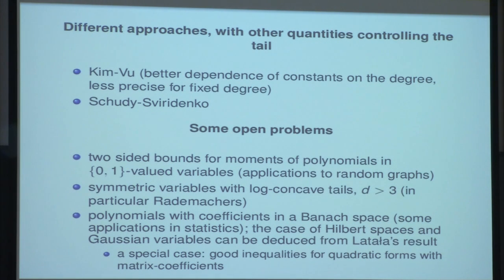So just to finish, 3 open problems. From the computer science perspective, probably this one is the most important: 0-1 valued variables, to get two-sided moment estimates, because they appear in random graphs, right? Then from the probability in Banach spaces perspective, this is probably Rademachers. And more generally, you may look at polynomials with coefficients in a Banach space. The Hilbert space case follows formally by a trick from this result by Latała, but it would be nice to have, for example, at least good inequalities for quadratic forms with matrix-valued coefficients. There are some inequalities, but not as precise as those we know in the real case.